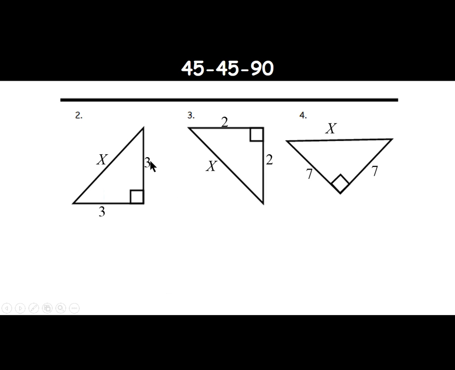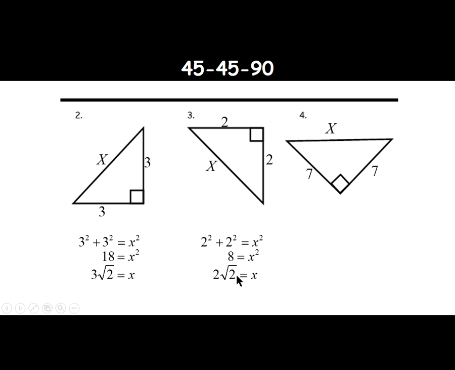Let's try a couple other ones. If we have 3 and 3 for the legs, and we look for the hypotenuse, you do 3 squared plus 3 squared and take the square root. It'll turn out to be 3 square root of 2. So our legs are 3 and 3, the hypotenuse is 3 root 2. And problem number 3, if you do the Pythagorean theorem with the legs being 2 and 2, you do 2 squared plus 2 squared and take the square root. And again, you get 2 square root of 2.